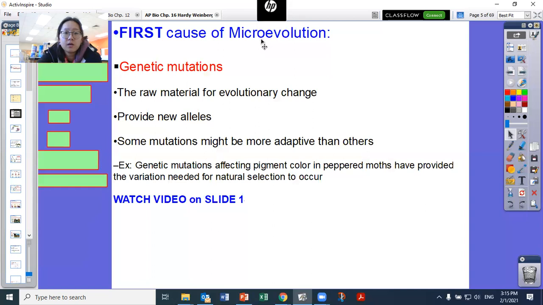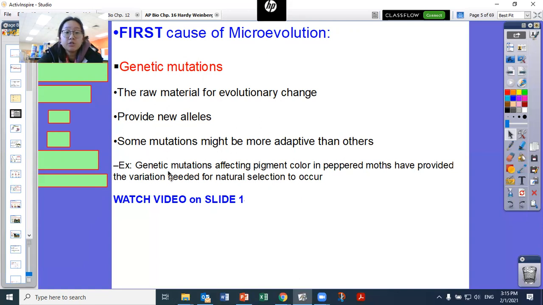So the first cause of microevolution would be genetic mutations, because that's the raw material for evolution to take. Without mutation, you don't have different alleles. So you have to have mutations in order to have new alleles to begin with. Some mutations might be more adaptive than others, meaning that they might cause an individual to better fit in the environment or better survive in an environment.